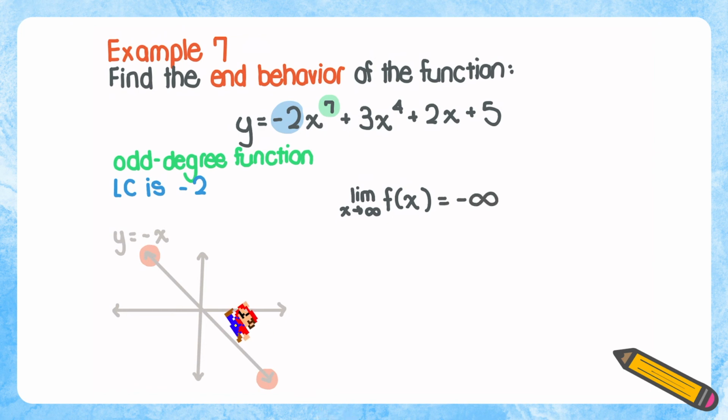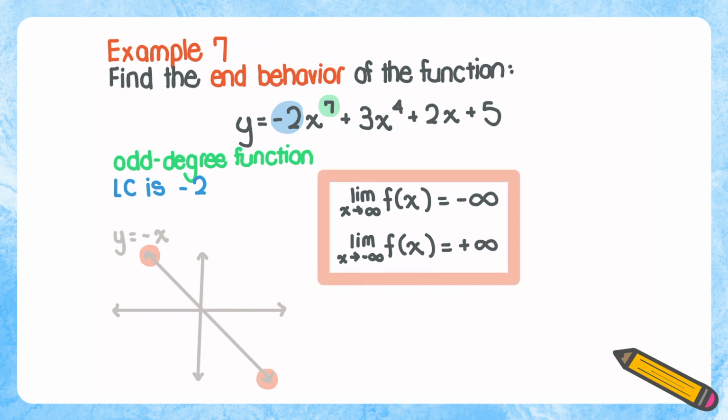And then what happens when we go to the far left? So the limit of this function as x approaches negative infinity as we go to the far left is positive infinity because we keep going up. So here we had opposite end behaviors because we have an odd degree function. And notice how the leading coefficient being negative also affected the end behavior.